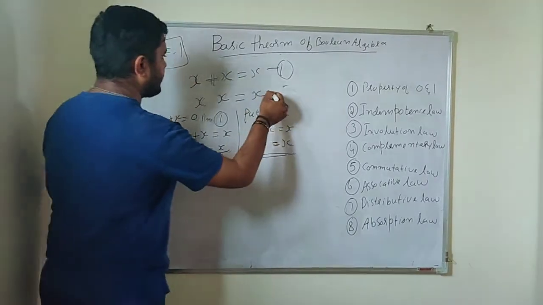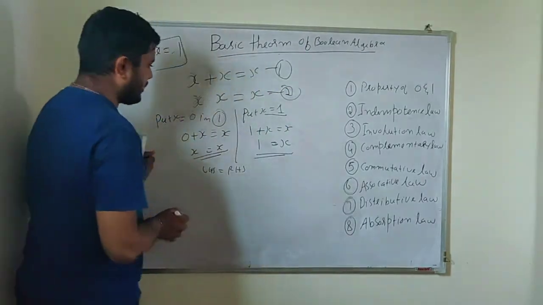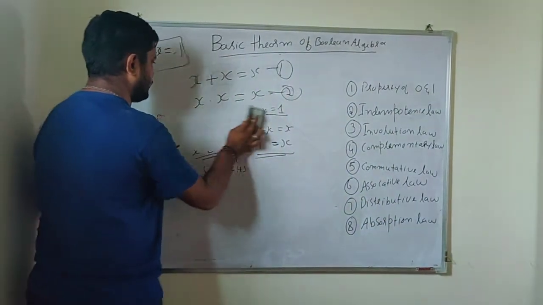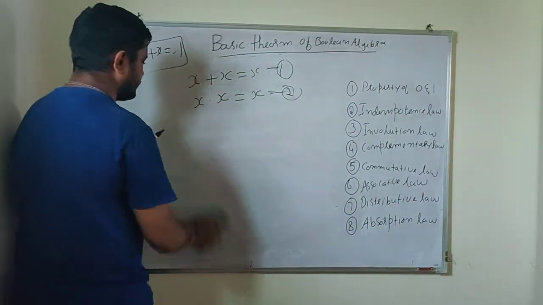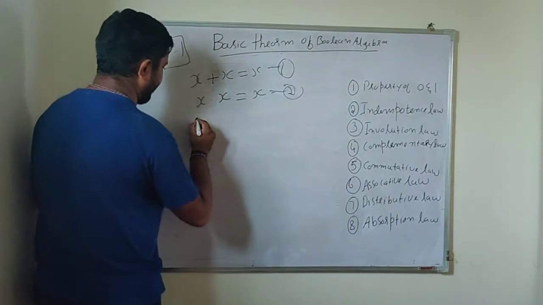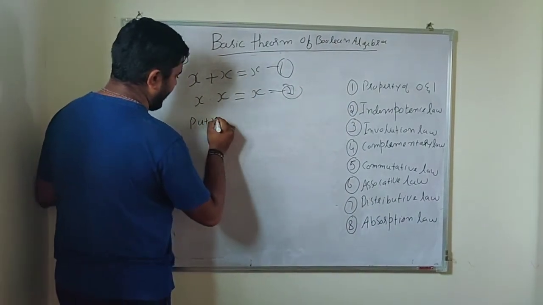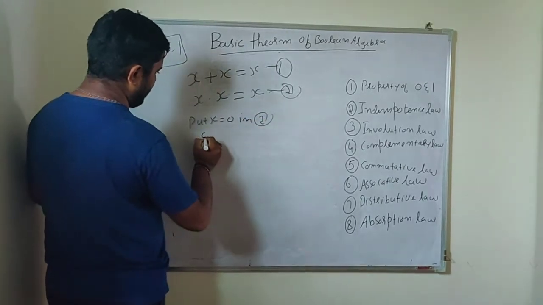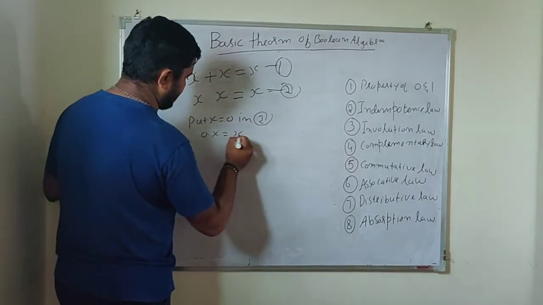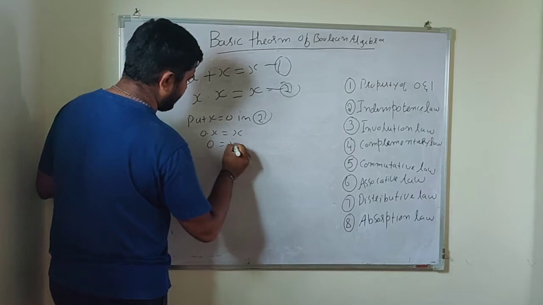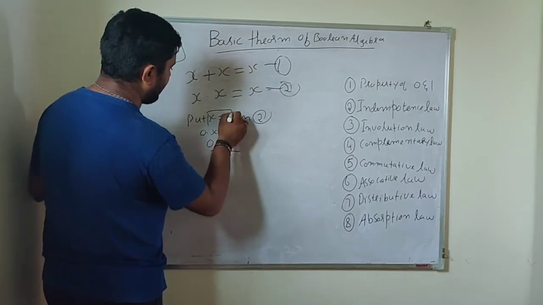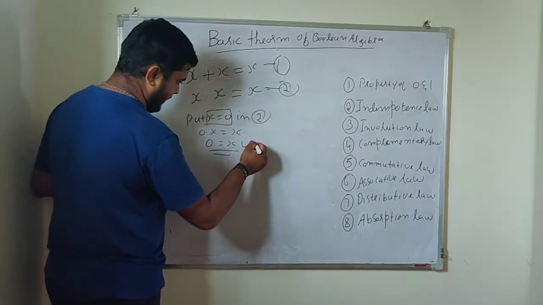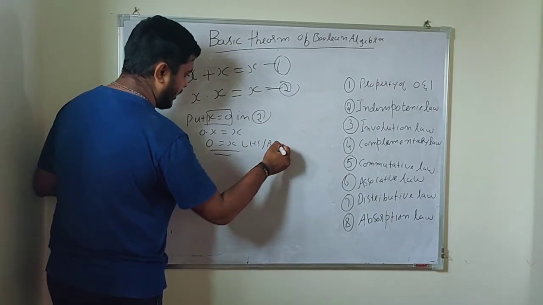Now for the second equation, you can check it out also. Put x equal to 0 in 2. So 0 into x is 0, which is equal to x. So what have we proved? We have taken x as 0, so x is equal to 0, and LHS is equal to RHS.